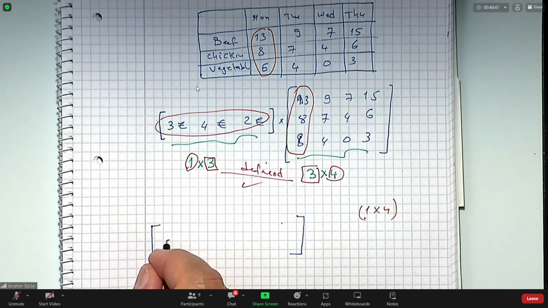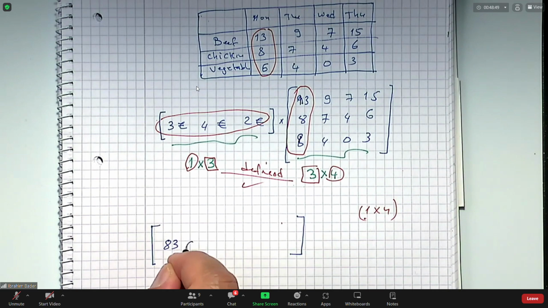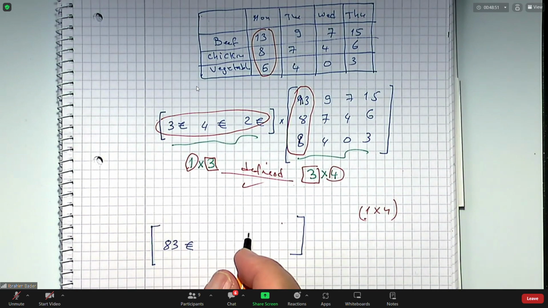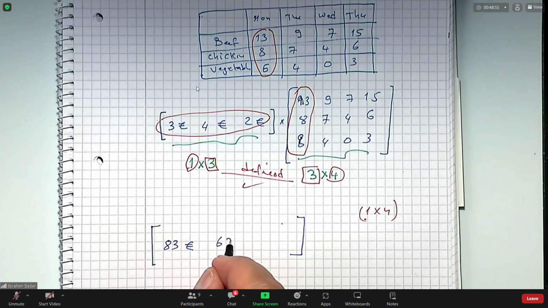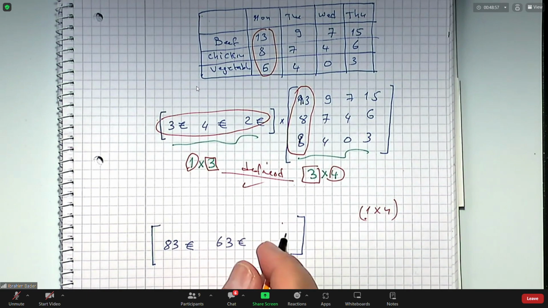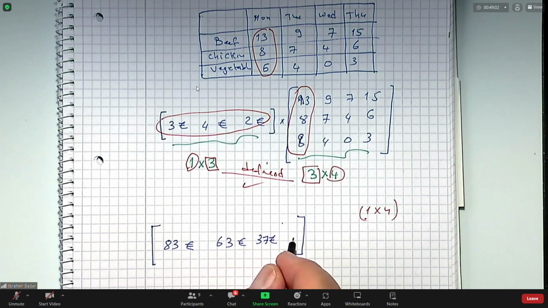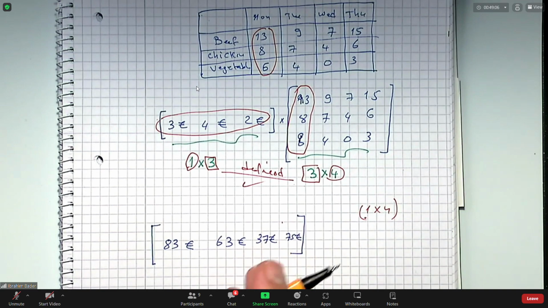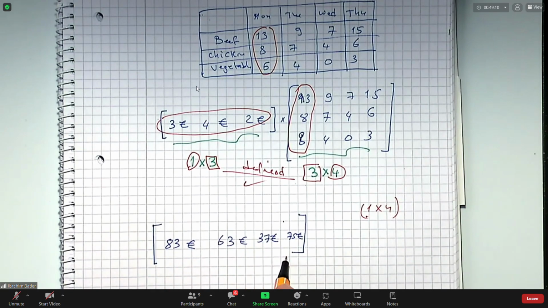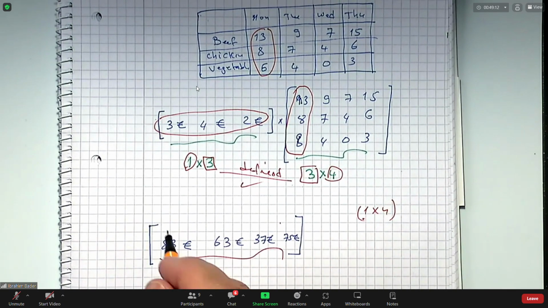So here I have 83, you can check it, and 63 and 37, and the last item is 75 euro. Okay, so here all in all 1, 2, 3, 4. So I have here this dimension of this one row, 1, 2, 3, 4 columns.